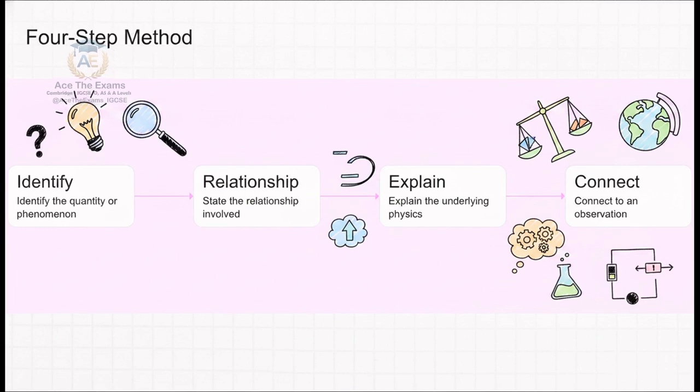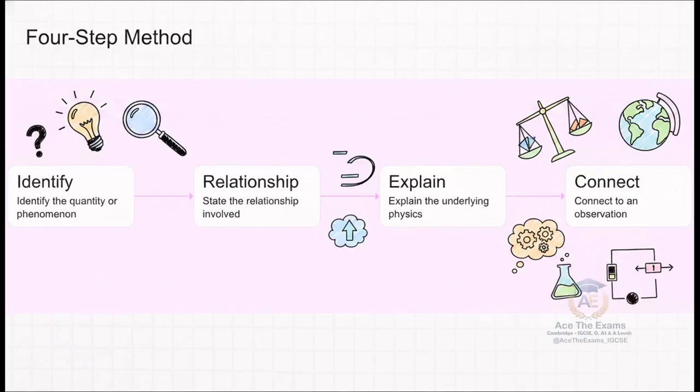Step 2, state the relationship involved. That is your evidence. You bring in the classic speed equals distance over time equation. Step 3, explain the underlying physics in clear terms. This is crucial for your explanation mark. You have to explicitly state that because the wave travels to the seabed and back, the distance traveled is actually double the depth.